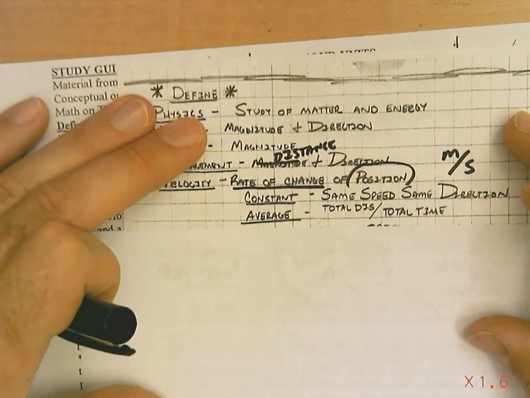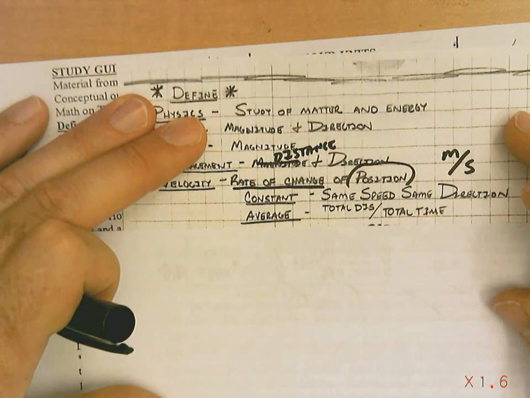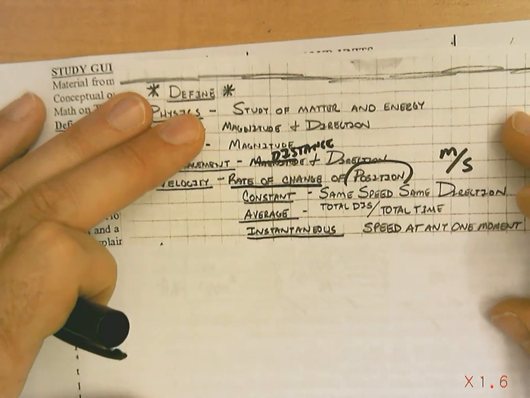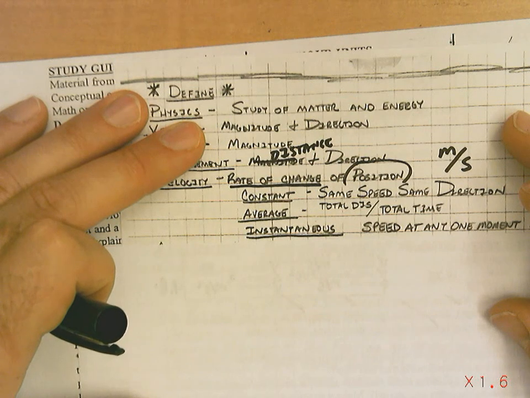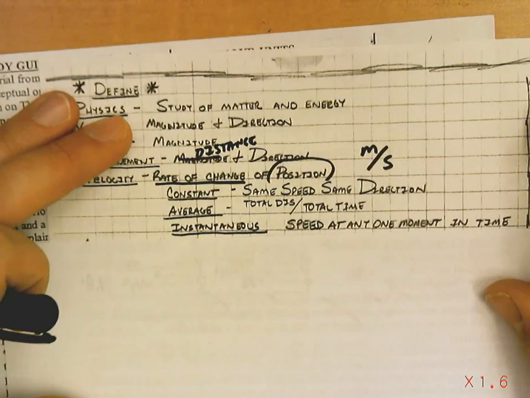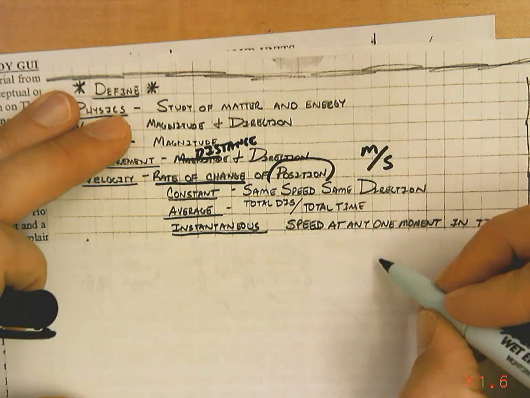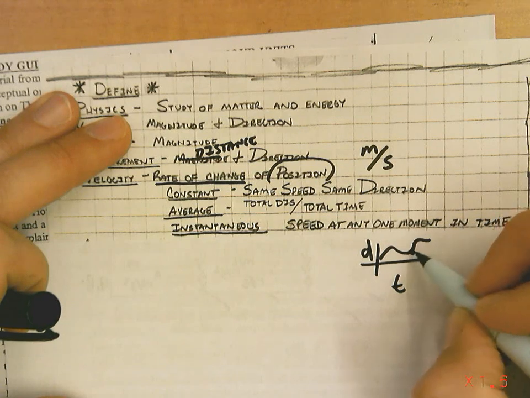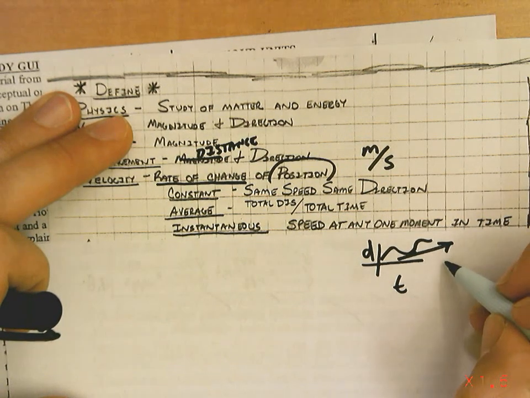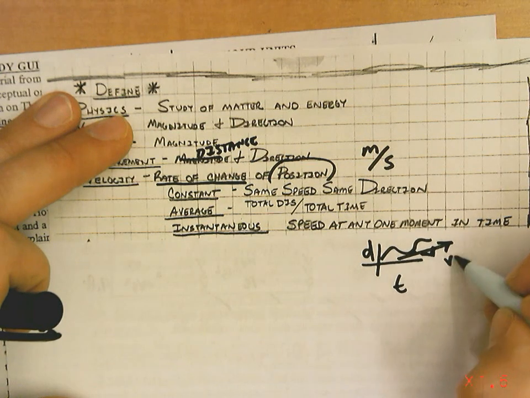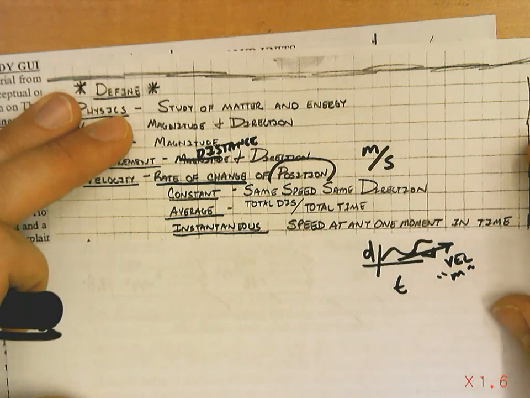Average velocity, total distance over total time. 100 miles an hour, so you travel 100 miles in 1 hour. Instantaneous velocity, it's looking at your speedometer for a fraction of a second. Speed at any one moment in time. More importantly, what you take away is that if you have a position time graph and I find a tangent line, that would be my instantaneous speed. So the slope of a tangent line always gives us our velocity. So if we know slope, we know velocity on a position time graph.